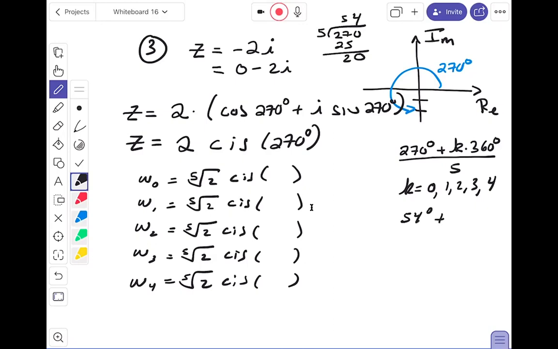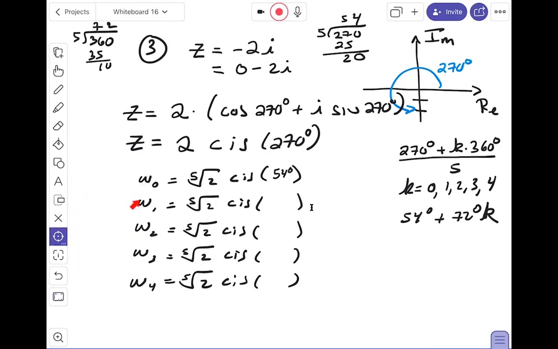So I'm going to put down 54 degrees plus. Now, does 5 go into 360? Well, I'm going to write that down for you too. 5 into 360 is 72, so 72 degrees times k. Okay, let's take k to be 0. What would it give you? 54 degrees.